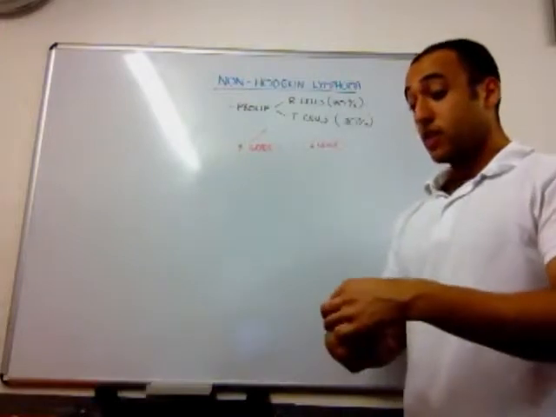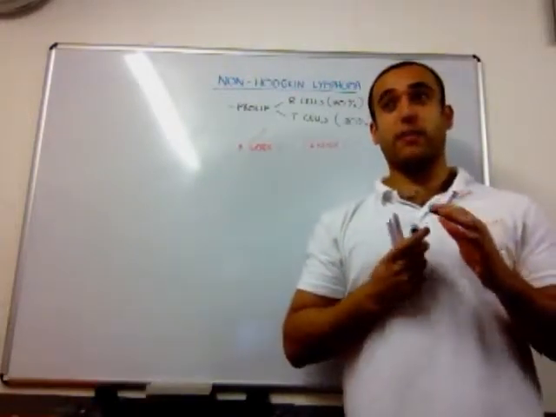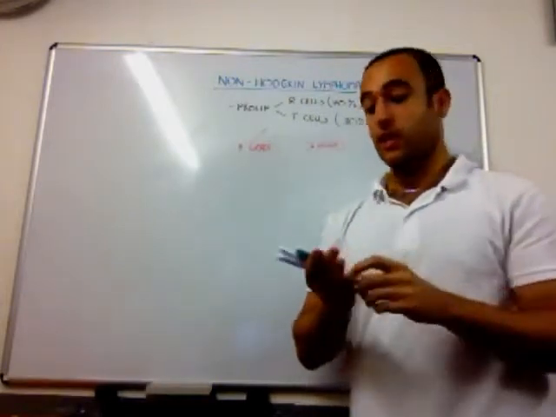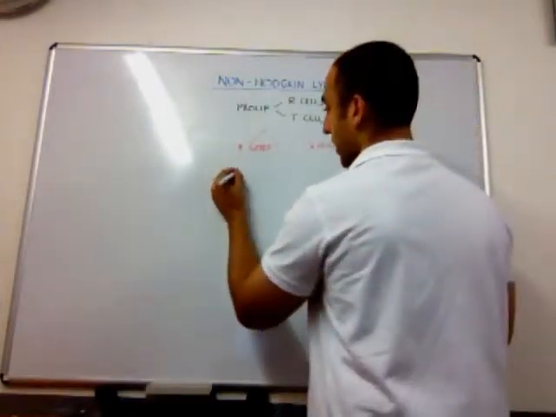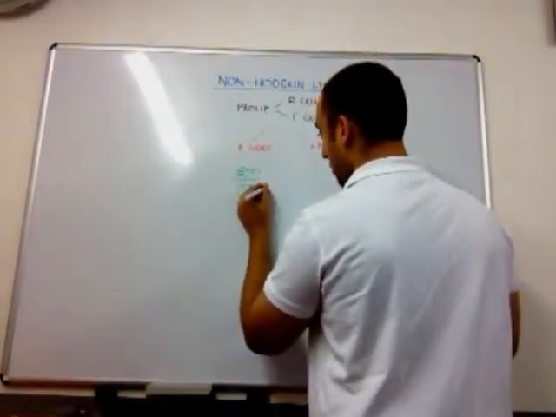Okay, now for the etiology. So why does a non-Hodgkin lymphoma develop? We can mention two main things. Firstly, we can mention chromosomal translocations. So for the etiology, one, chromosomal.